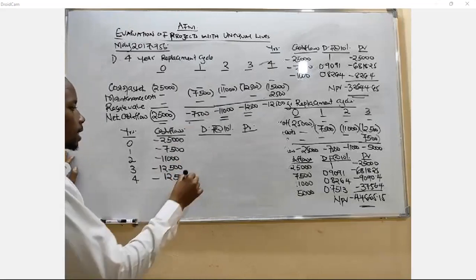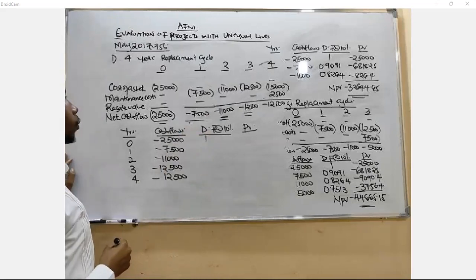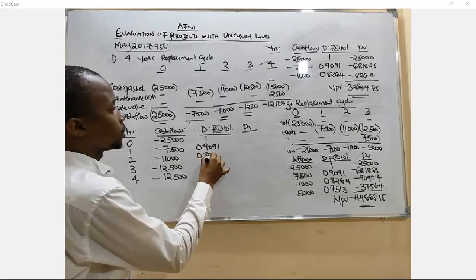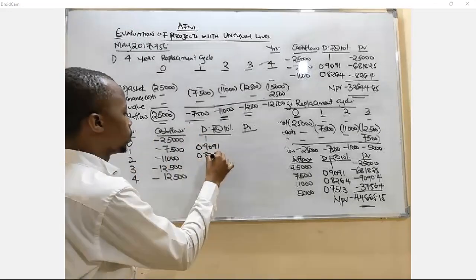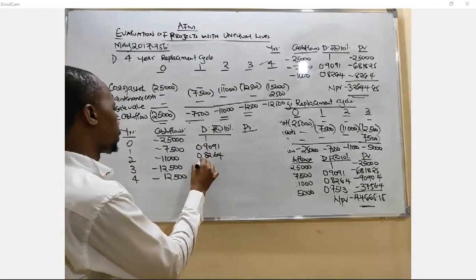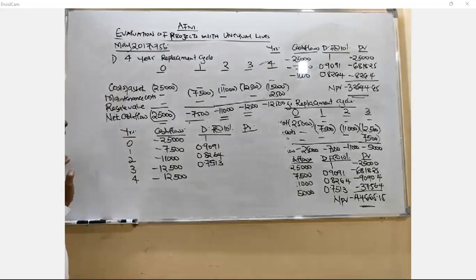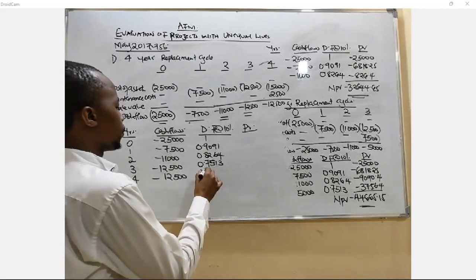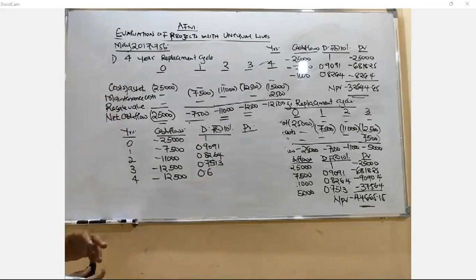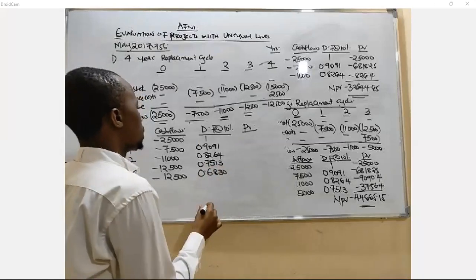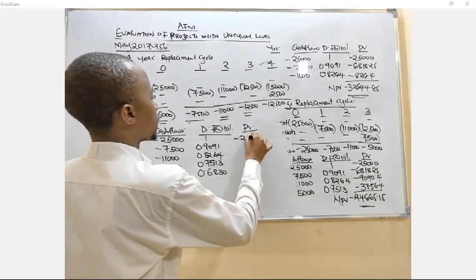The discount factors here, you know, for year 0 is 1. For year 1 is 0.9091. The next is 0.8264. The other one is 0.7513. Then what is the discount factor for year 4? 0.6830. So this one, it remains negative 25,000.